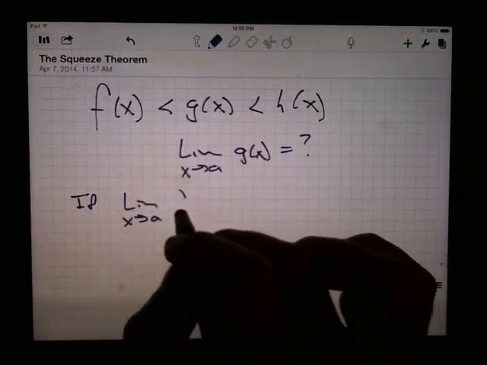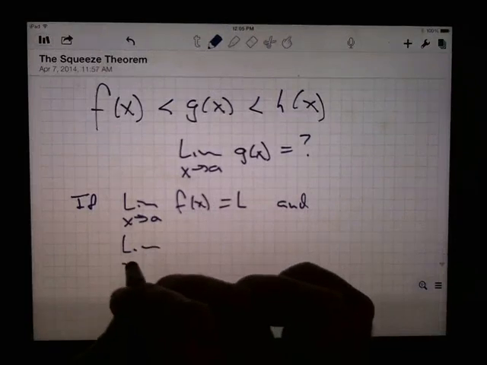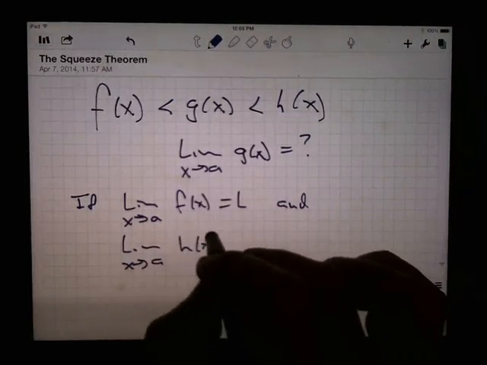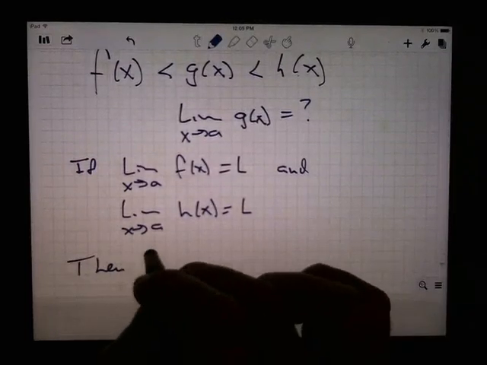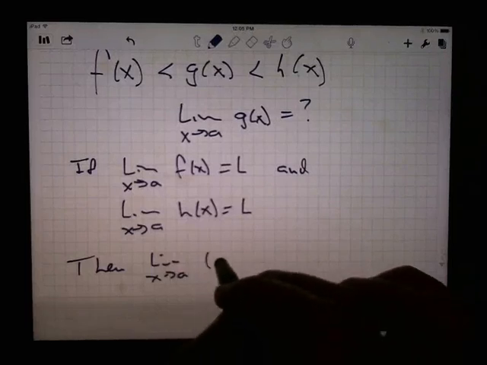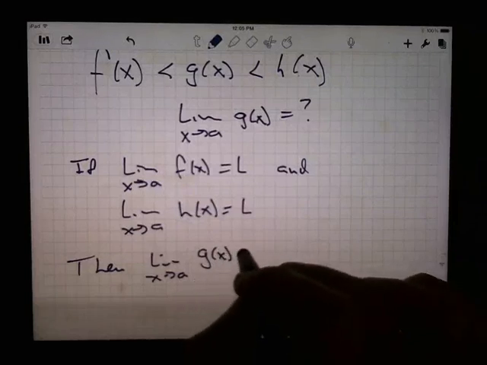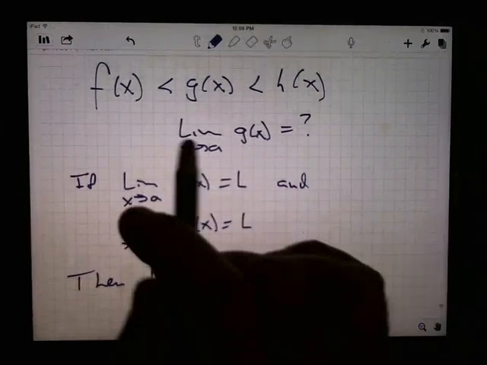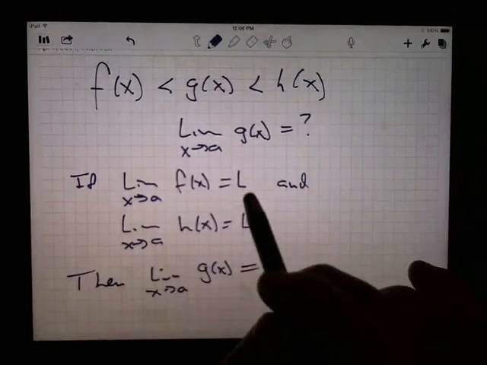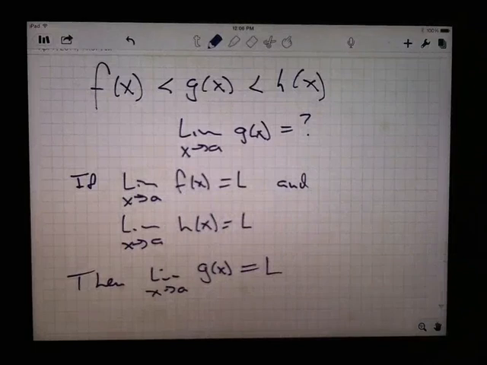if the limit as x goes to a of f of x equals L, and the limit as x goes to a of h of x equals L, then the limit as x goes to a of g of x is also equal to L. If the small function and the big function are both going to a particular value L, then g, which is always sandwiched in between these two, also has to be going to L. It gets squeezed right in there.